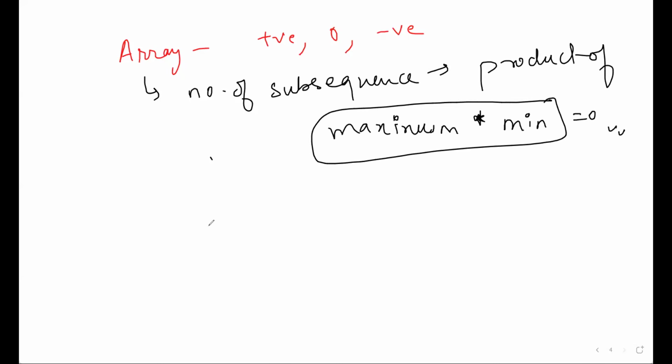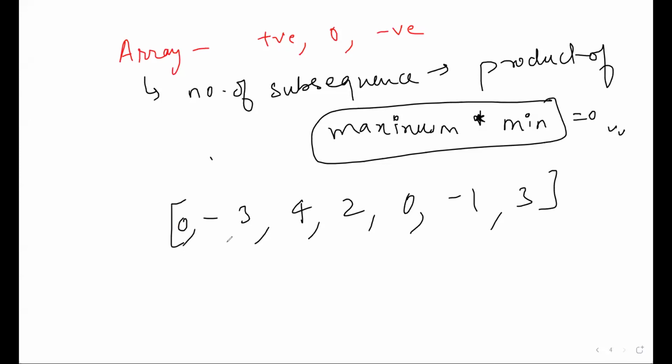If I take one example, suppose we have minus 3, 4, 2, 0, minus 1, 3. Suppose I have this particular array. Then how many such subsequences are possible? Okay, for convenience, let us take a smaller array.